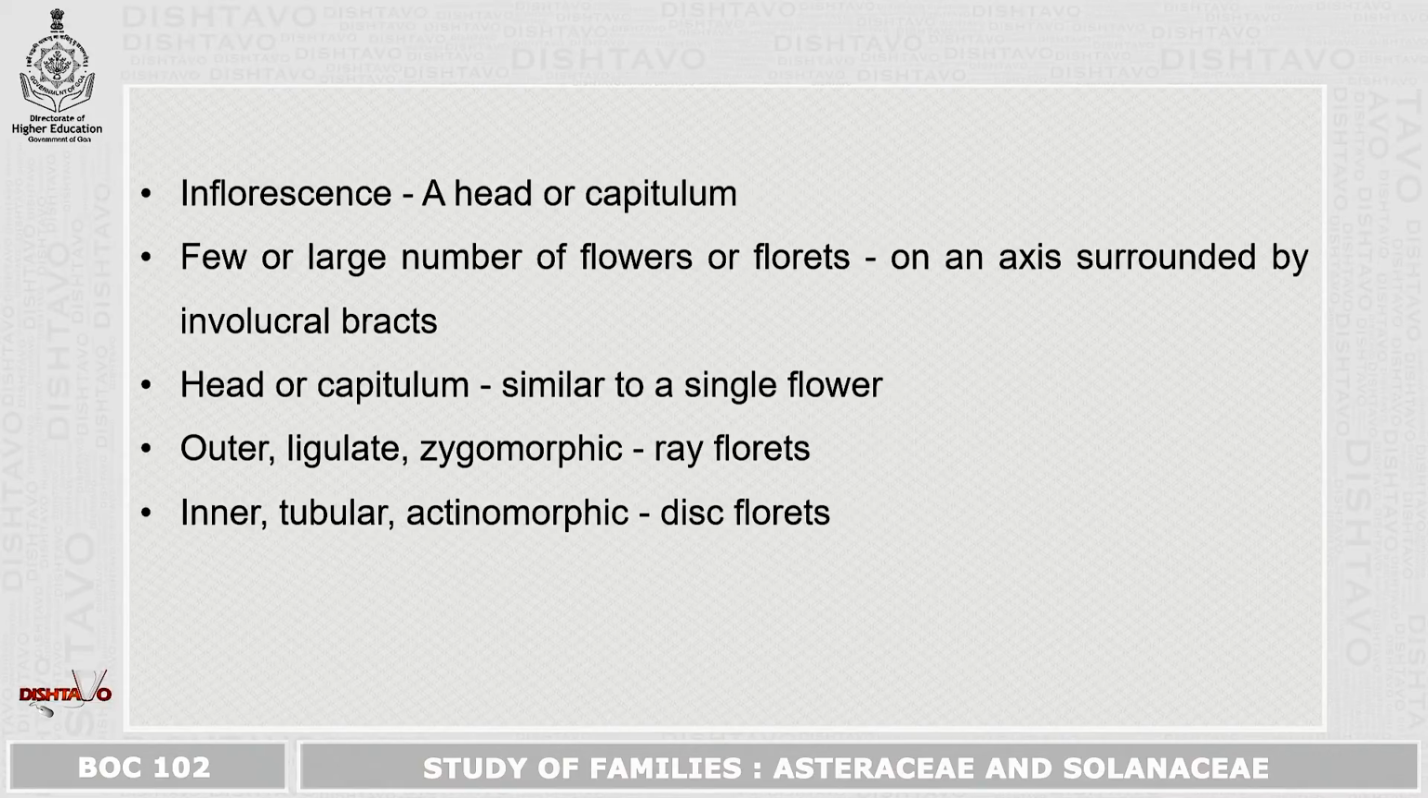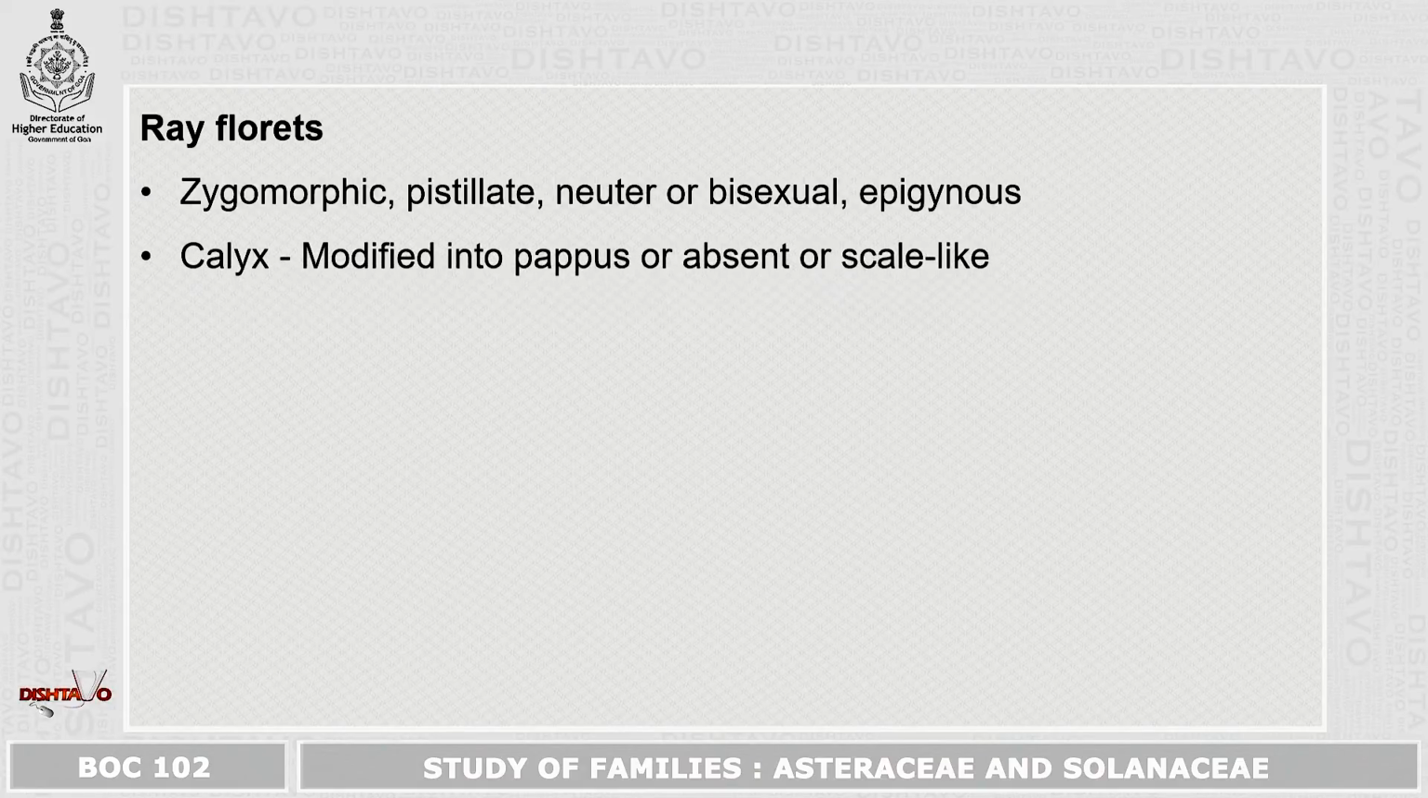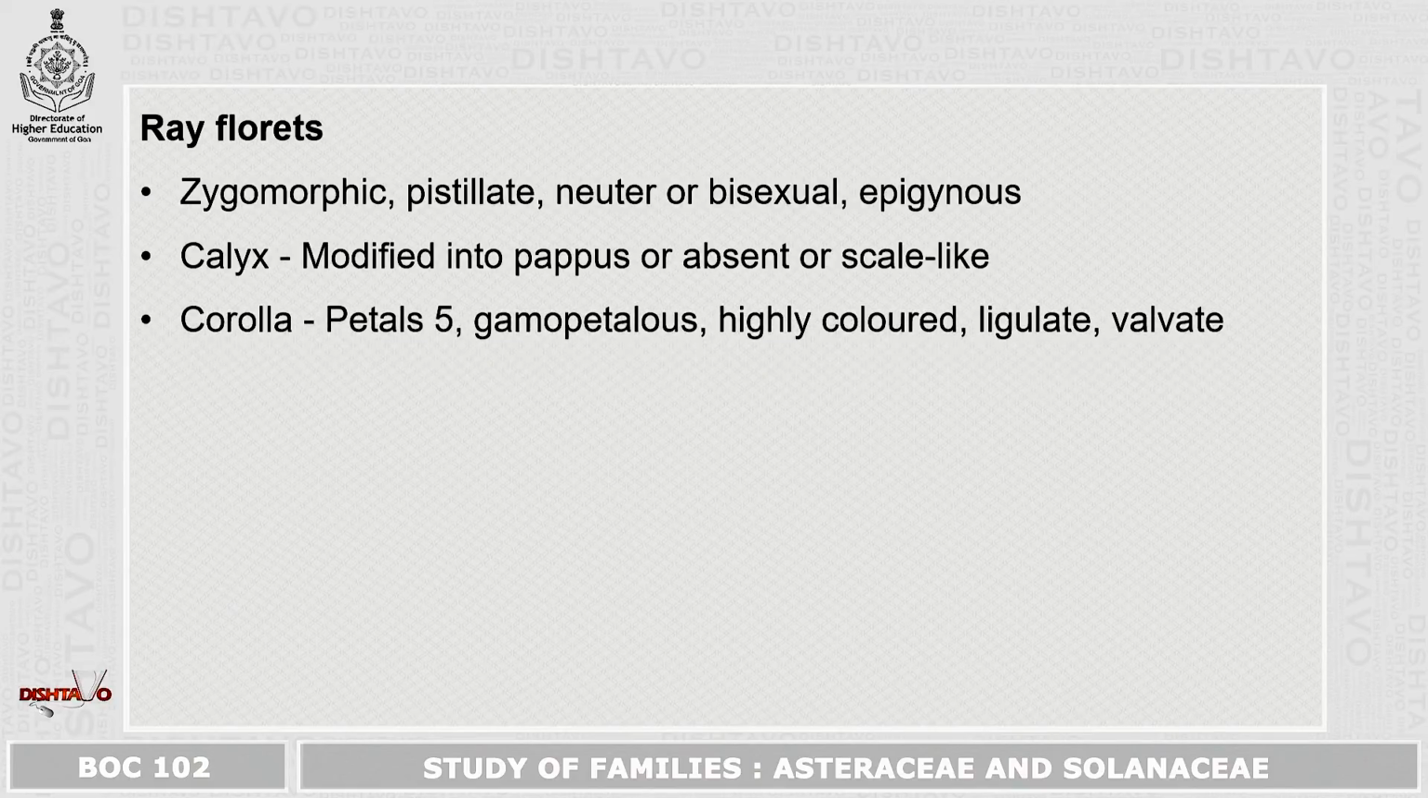Now let us start with the description of ray florets. Ray florets are zygomorphic, pistillate, neuter or bisexual, and they are epigynous. Calyx is modified into pappus or absent, or sometimes it is scale-like. Corolla consists of 5 petals which are gamopetalous. They are highly colored, ligulate, and the estivation is valvate. Androecium is absent.